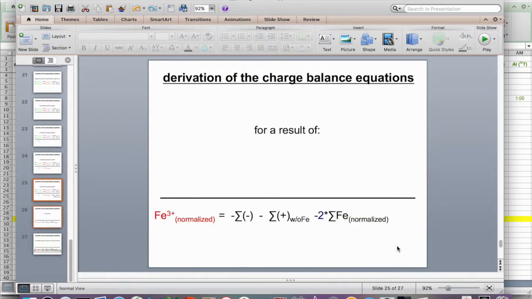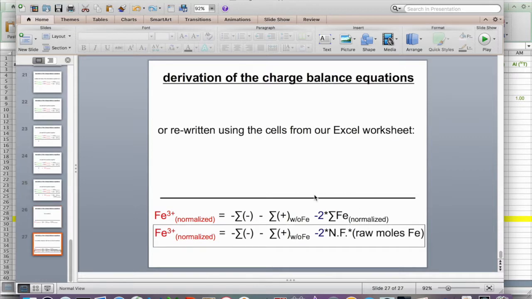Okay, and to clean that up a little bit, I'm just going to pretty it up here. And so what we have is iron 3 plus normalized is equal to minus the sum of the negative charge, minus the sum of the positive charge without iron, minus 2 times the sum of the iron normalized. And again, to use some of our original Excel worksheet cells, I'm just replacing this term up here, the sum of the iron normalized, with the normalization factor times the raw moles of iron.